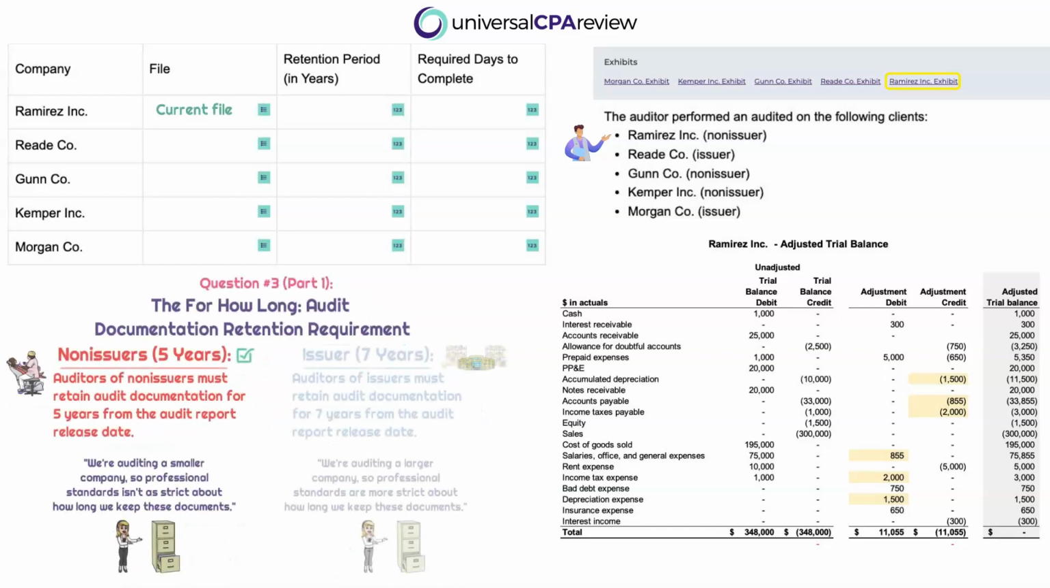Okay, but what about question number 2, the for how long? How long does the auditor need to retain this information, and how long do they need to complete their work papers?